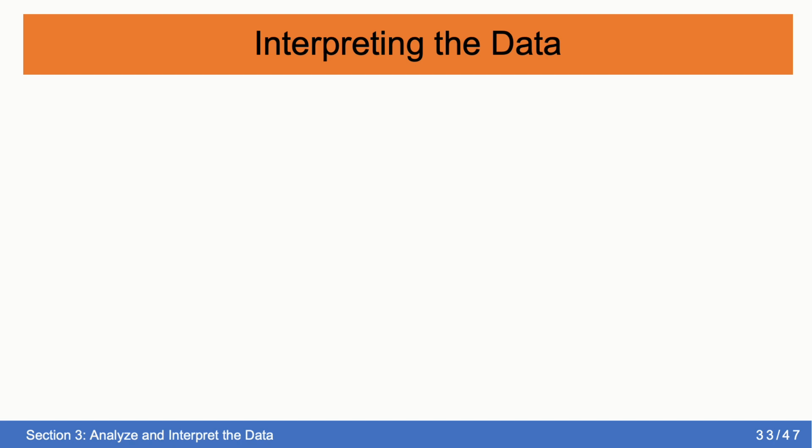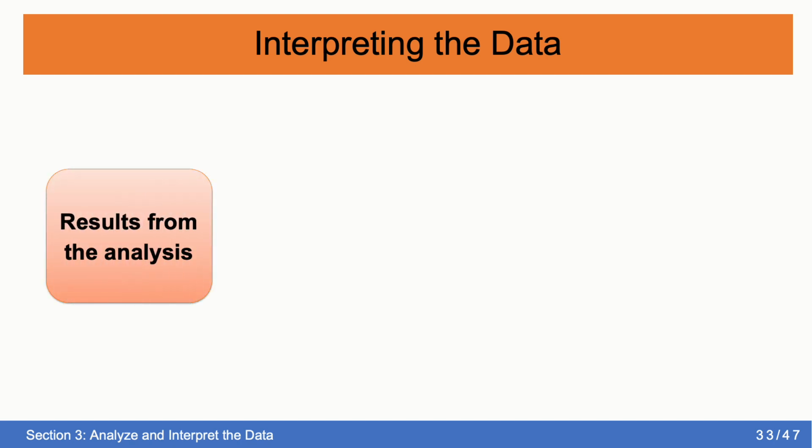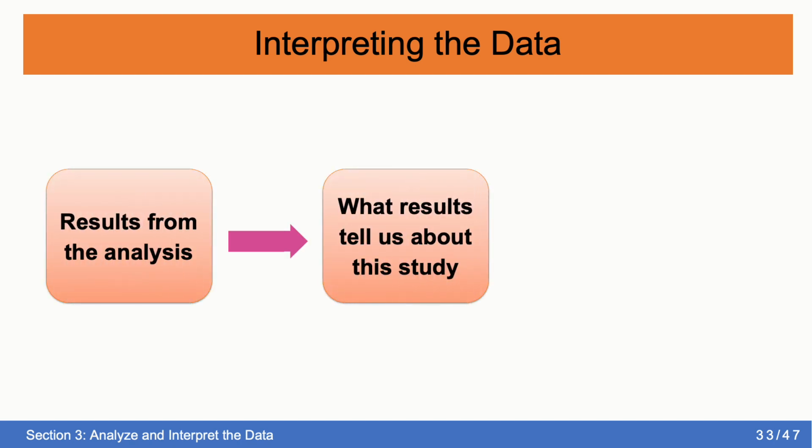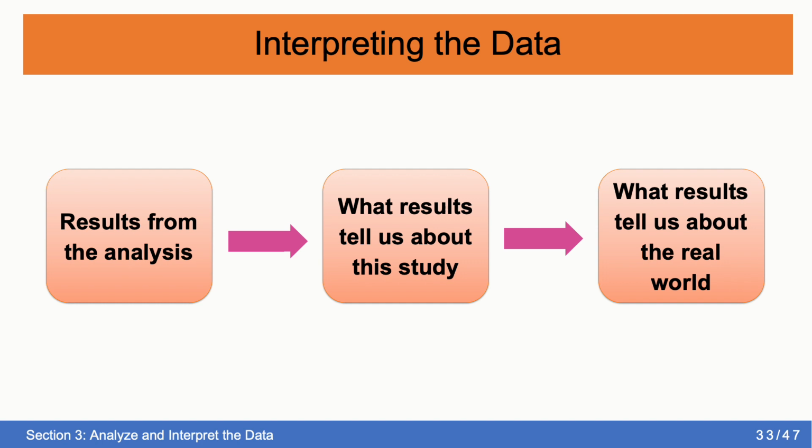Interpreting our data refers to understanding what the results of the analysis actually mean. Researchers think about what the results tell them about their study and what they tell them about the real world. This helps us understand the implications our results may have on future research and clinical practice. It is the ultimate answer to our research question.